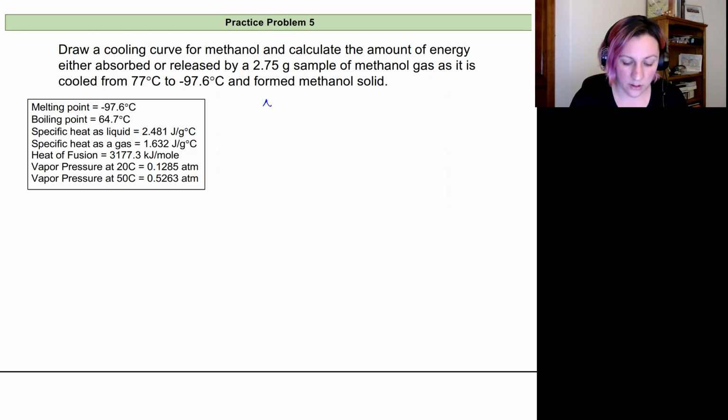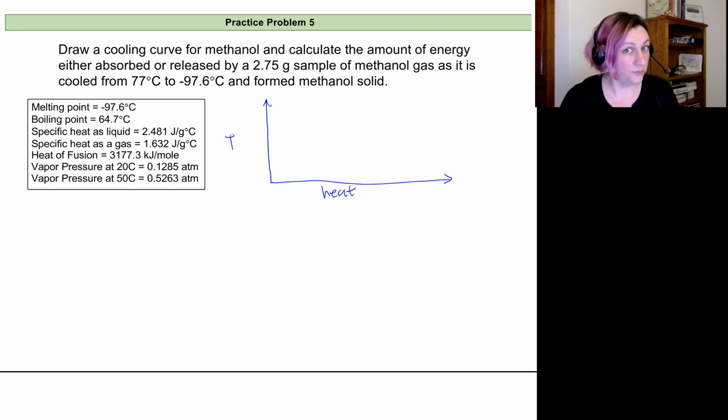So I've got my temperature right here. My heat is being removed because as things cool, they're going to decrease their amount of kinetic energy on average. So we're actually going to have this sample release heat into its surroundings. So we're going to be removing heat from it. We're going to start up high at a high temperature, at 77 degrees Celsius. That's where we're going to be starting.